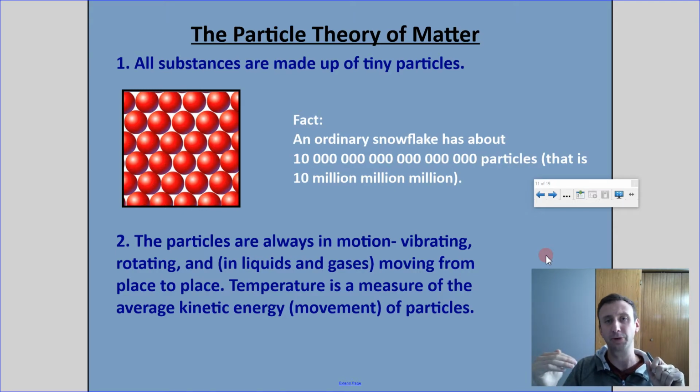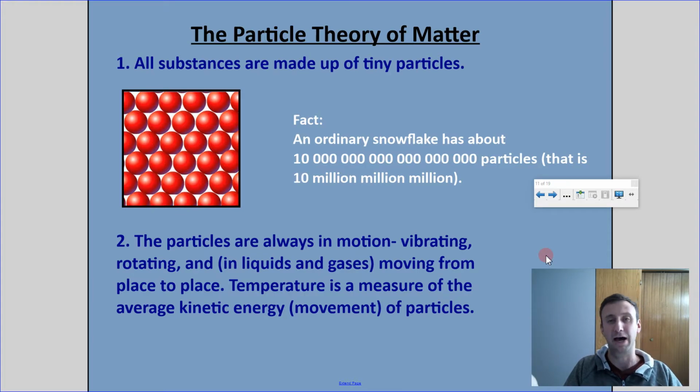So here's the particle theory of matter. A few points. Number one, all substances are made up of tiny particles. If I take any matter at all and keep breaking it up into smaller and smaller pieces, eventually I get to the smallest piece that is still that substance, if it's a pure substance.